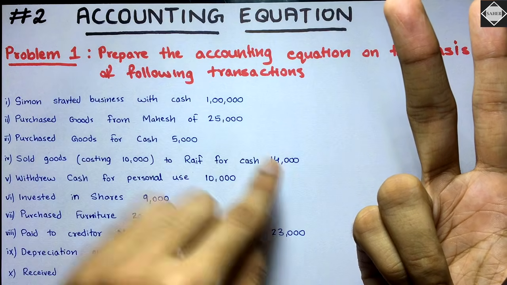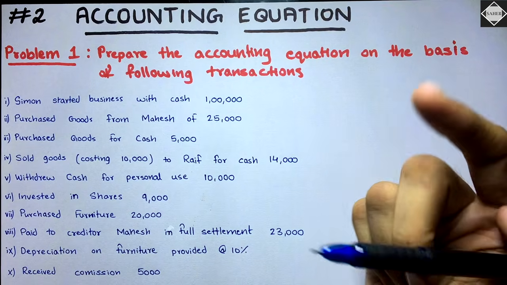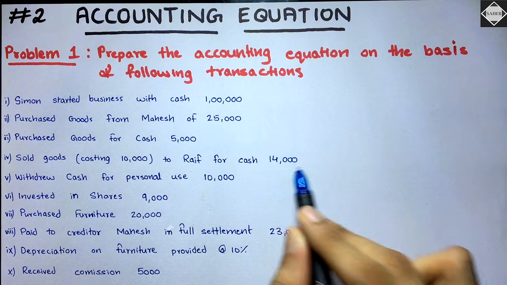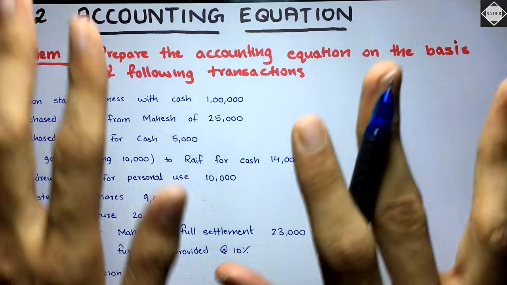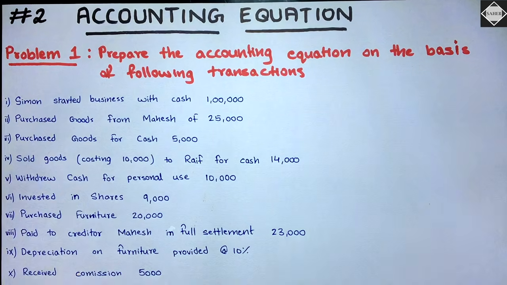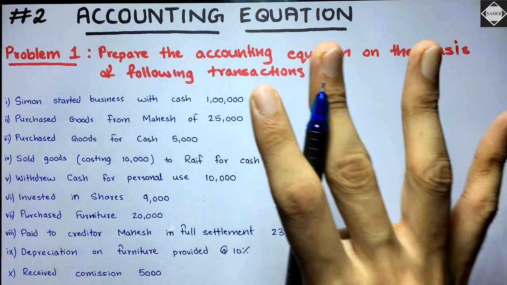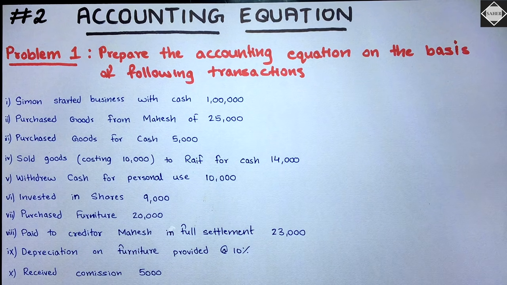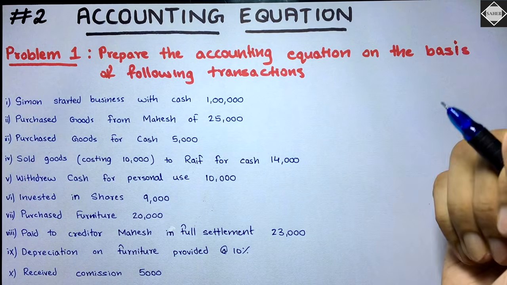We have received cash of 14,000. What does that mean? It means that 4,000 is the profit, isn't it? 10,000 was the cost. You have sold at 14,000, so that means 4,000 is profit. Now, who has the claim on the profit in the business? Of course, the owner has the claim on the profit, isn't it?